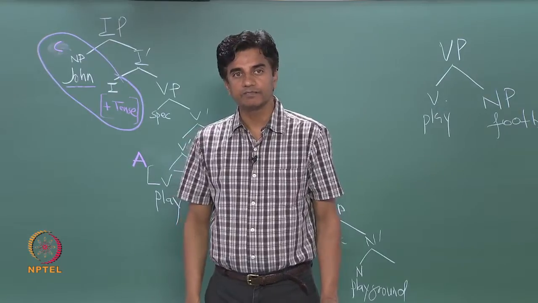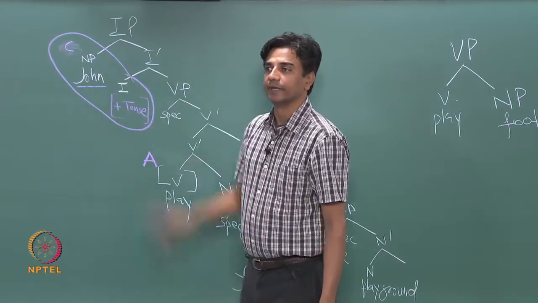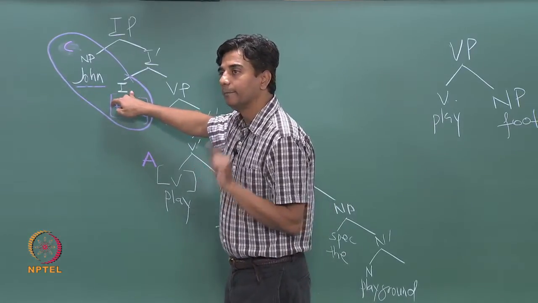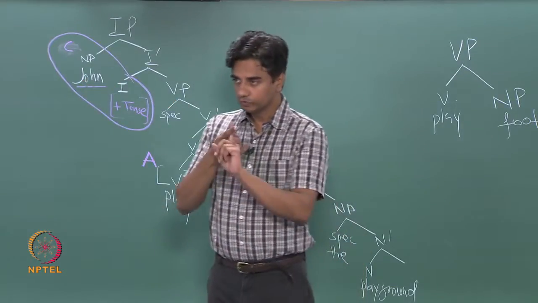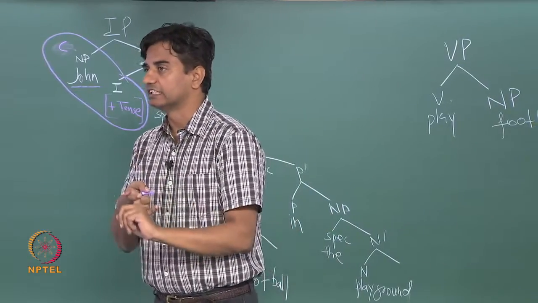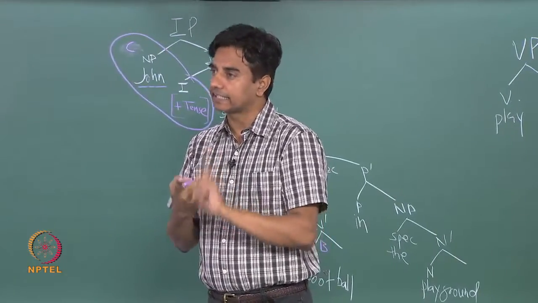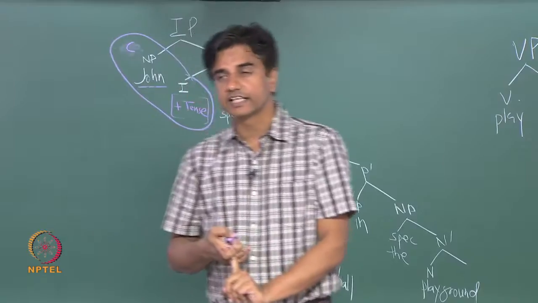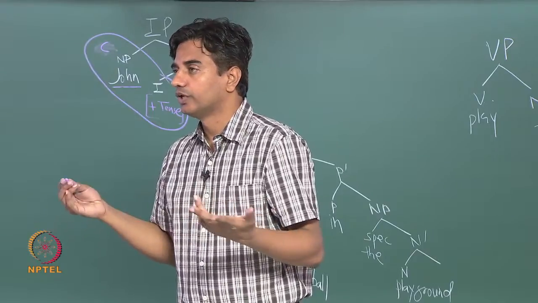Get this? The first maximal projection dominating this I dominates this NP. Therefore, I, under the notion of M-command, being the finite head, assigns nominative case to its subject. We are making this modification because we want to retain the idea that heads assign cases, heads are governors, and heads assign cases under a certain structural configuration.